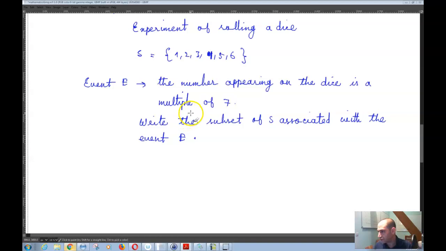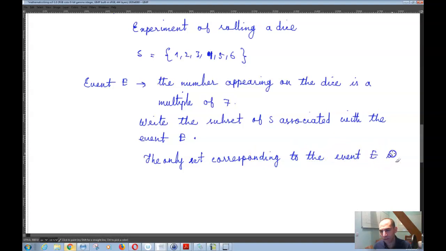Clearly, no outcome satisfies the condition given in the event, that is, no element of the sample space ensures the occurrence of the event E. Thus we say that the empty set only corresponds to the event E. So the only set corresponding to the event E is the empty set, which is the null set.